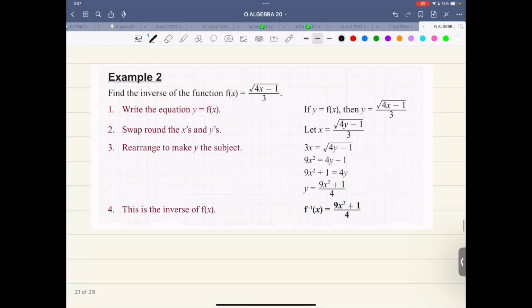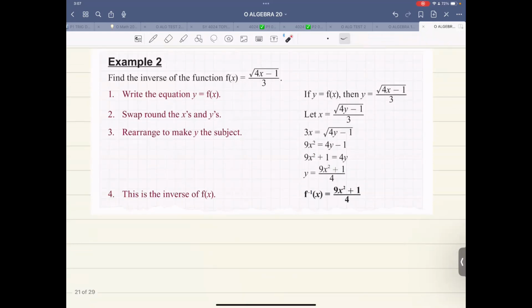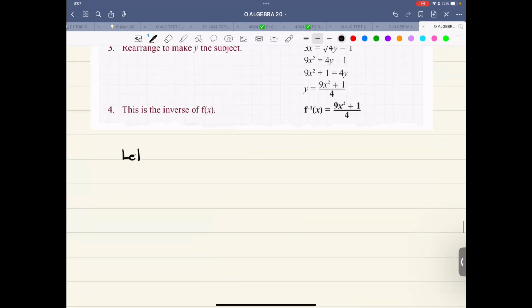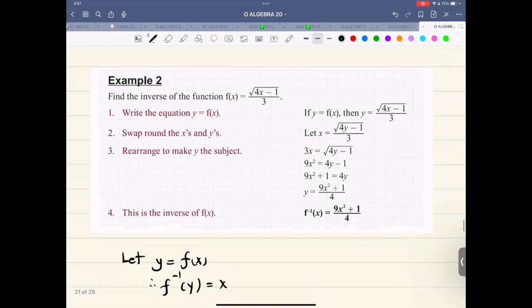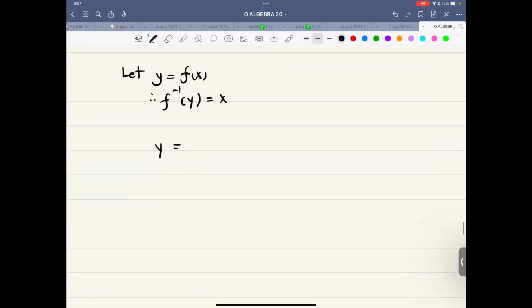Let's move on. Another question like this. Find the inverse of this function. Fx is equals to the square root of 4x minus 1, divided by 3. So that is exactly what I've done. Let me just do my own working. Let y is equals to fx. Therefore, f inverse y is equals to x. So therefore, y is equals to square root 4x minus 1 over 3.